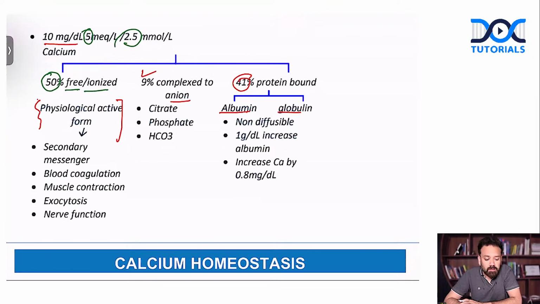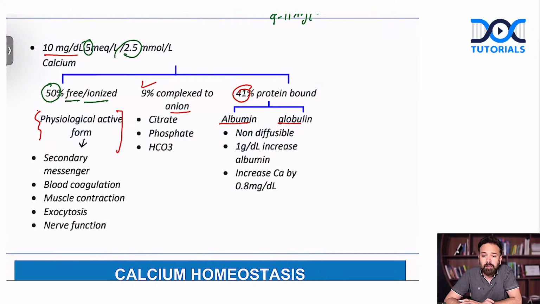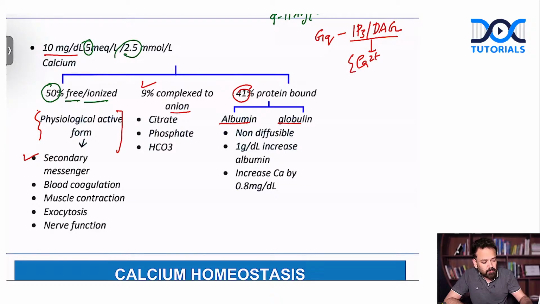So what are the various functions of calcium? There are multiple functions. It can act as a secondary messenger. Calcium is the secondary messenger for the Gq receptor. If you remember, inositol triphosphate, diacylglycerol, and the secondary messenger is always calcium. So all those hormones which act on the Gq receptor will act through calcium.